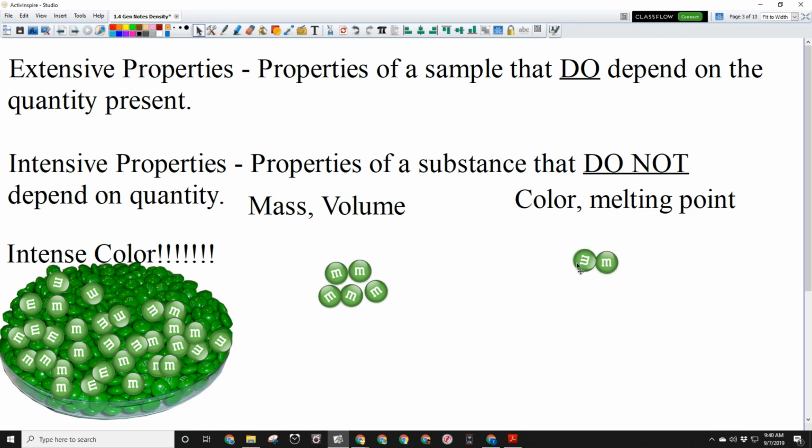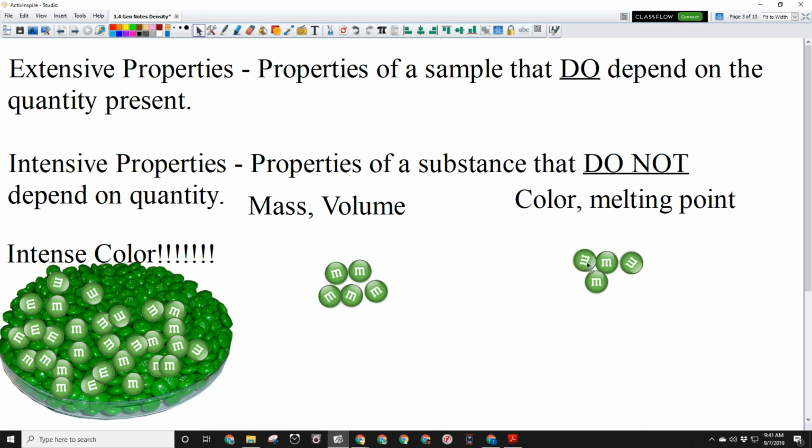Now I have 2 M&Ms. What color are they now? Well, they're still green. I can take out 100 of these M&Ms and it's still going to be green. So that's an intensive property. It does not depend on how much you have. It's not going to change the color when I take a 4th M&M out. They're still going to be green.